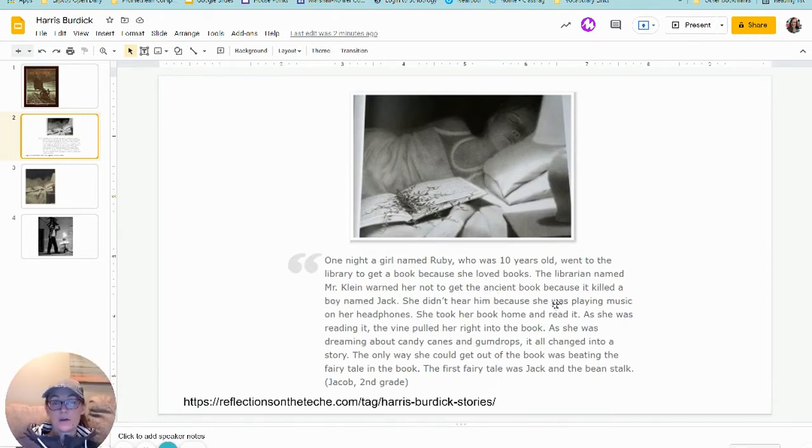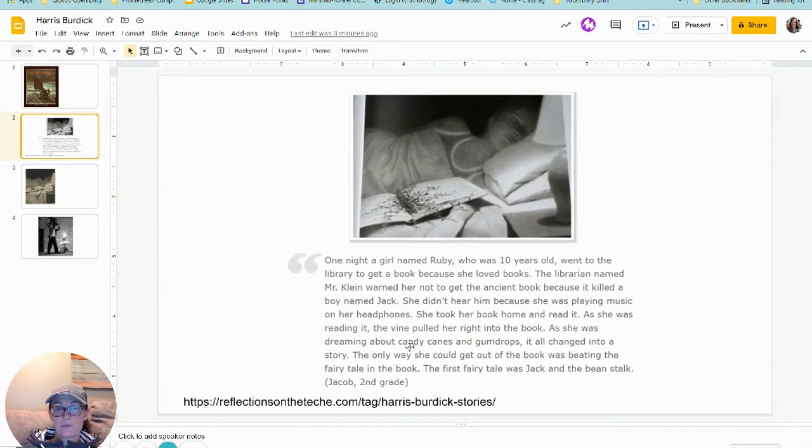She didn't hear him because she was playing her music on her headphones. So this is another action. You can see the character with the headphones on, not listening. She took the book home and read it. Again, characters moving. And as she was reading it, the vine pulled her right into the book. So characters moving again, the vine's pulling her in.